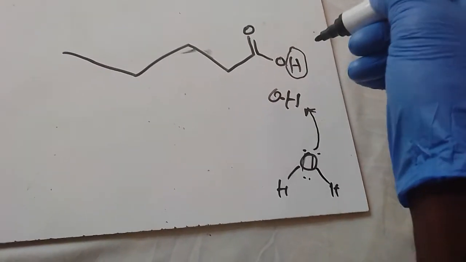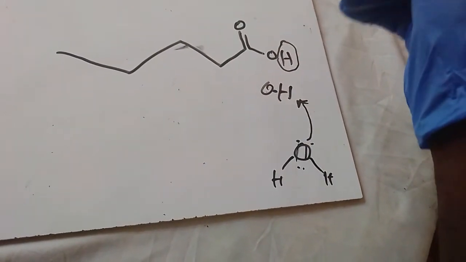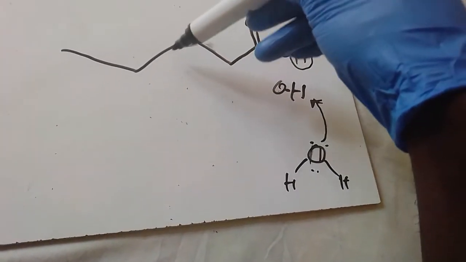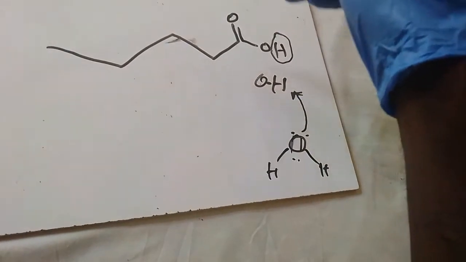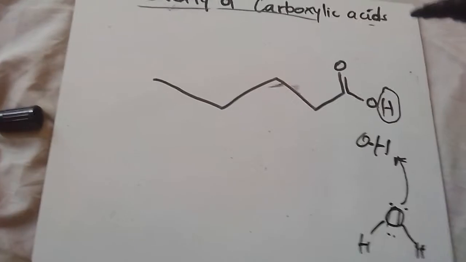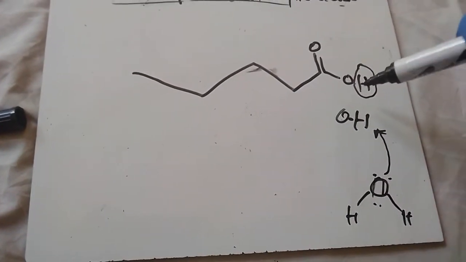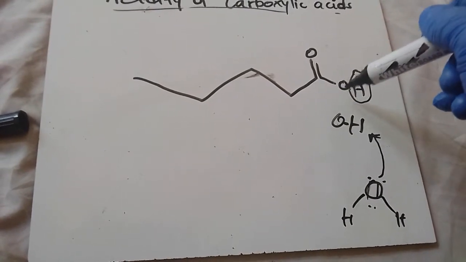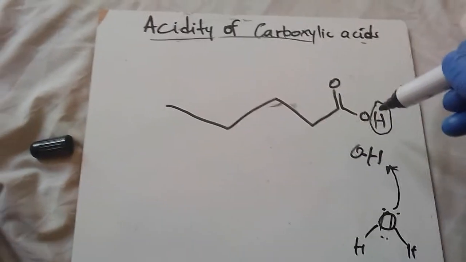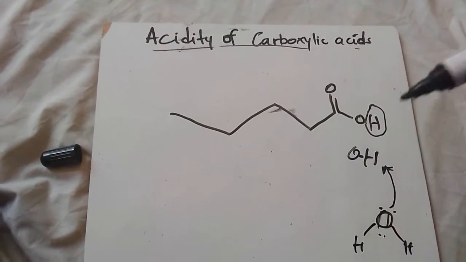So the ease of the taking of this hydrogen depends on a number of factors. That is the number of electron withdrawing groups attached to this molecule. If this molecule has several electron withdrawing groups, that is atoms of higher electronegativities, then it means that those atoms are going to pull out electron density of this oxygen, hence making this bond very weak. Therefore, an incoming base can easily take the hydrogen.